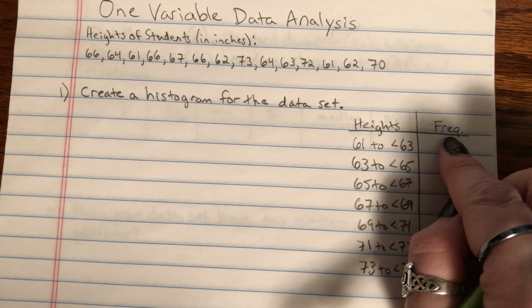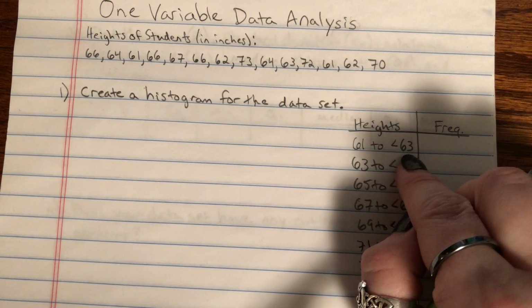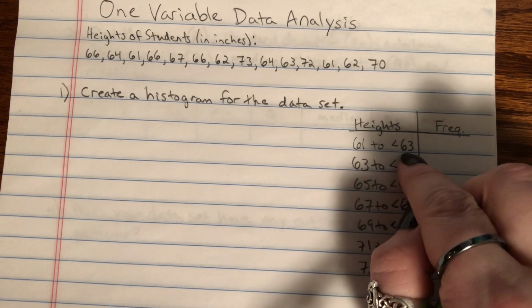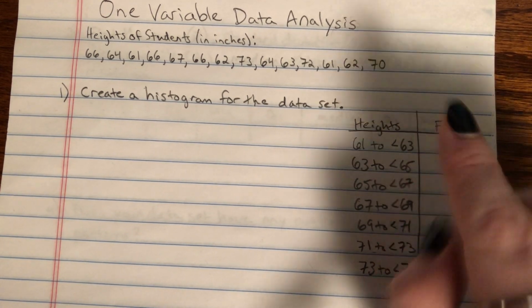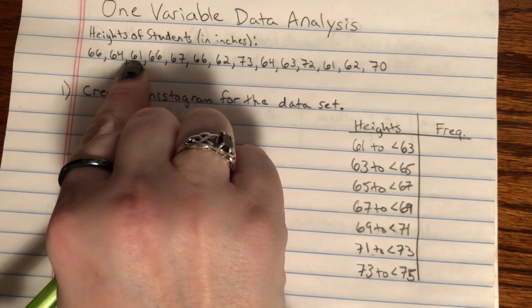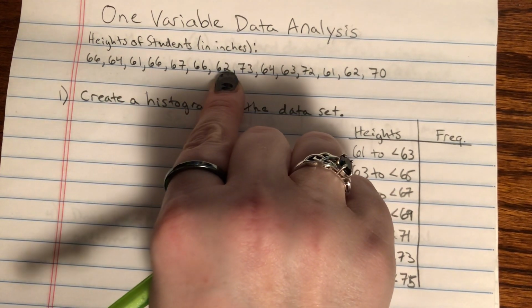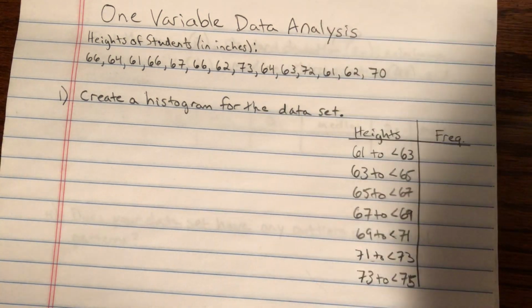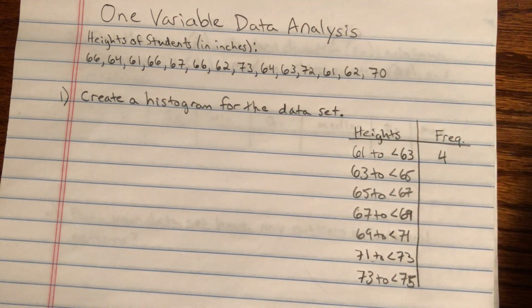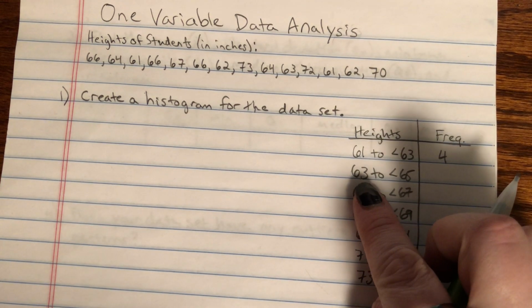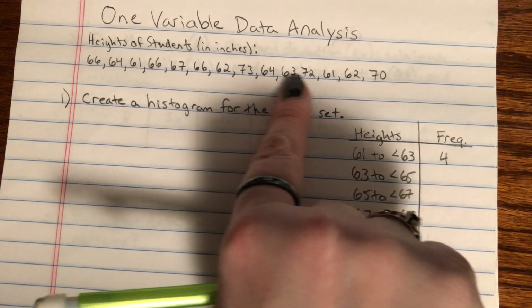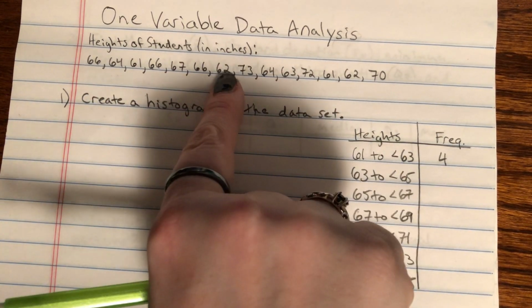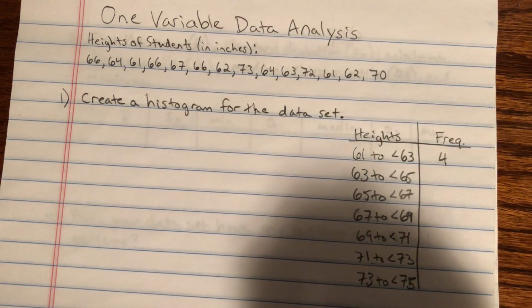Now, the frequency with which these occur: I'm going to count up all of the numbers that are between 61 and 63, not including 63. I have one number right here, I have a second number, a third number and a fourth number, so I have 4 of those total, because I had 2 61s and 2 62s in this data set.